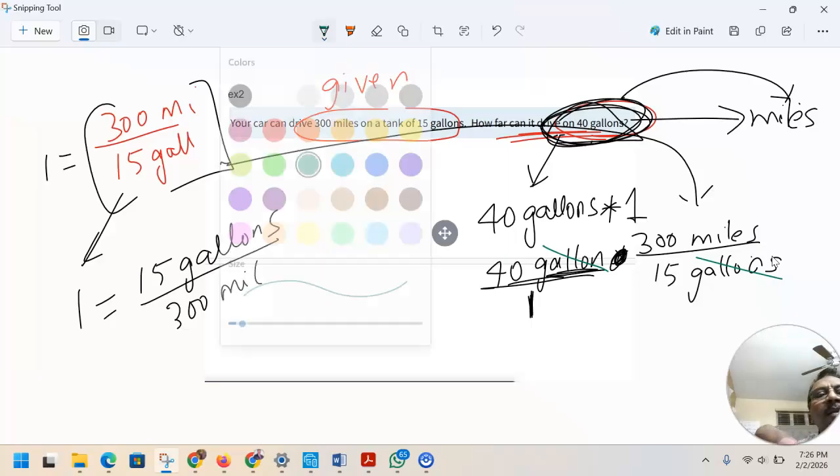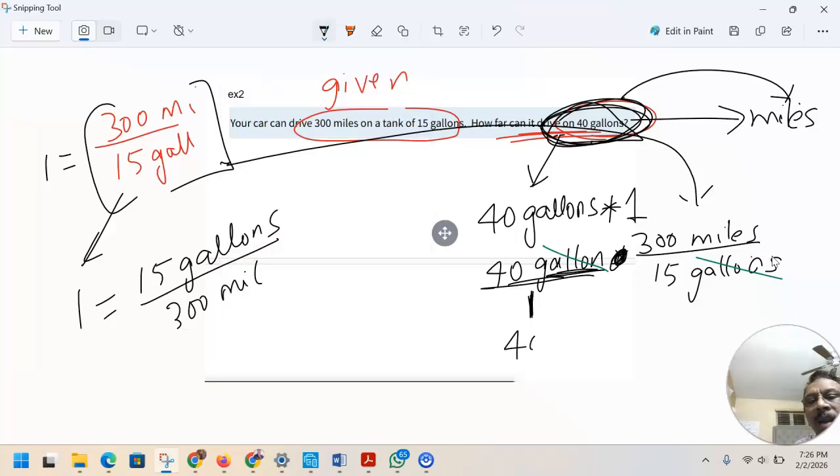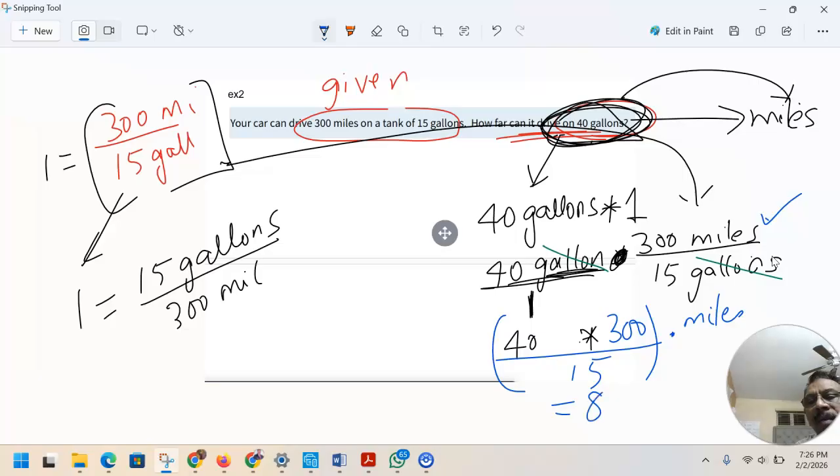What is left is 40 times 300 divided by 15, and this whole thing in miles. So this is what is left over. So this is the miles. Your answer, of course, will give you that same answer, which will be 800 miles, which you already worked out earlier. So two different approaches to do this.